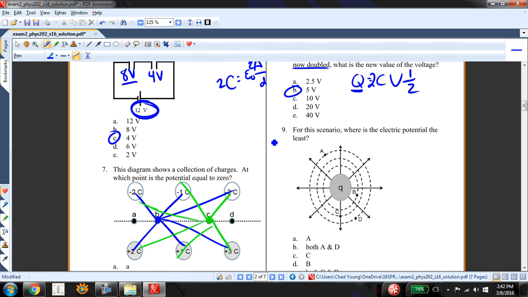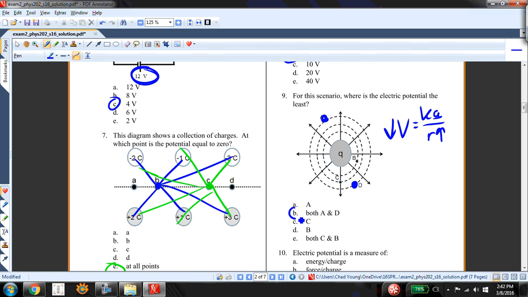Where is the electric potential the least? Well, remember V is kQ over r. So when r is big, V is small. So D has the smallest, and then A is also along that equal potential line, so it also has the smallest. So B for number 9.